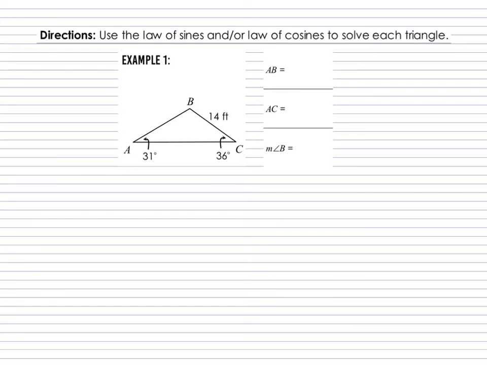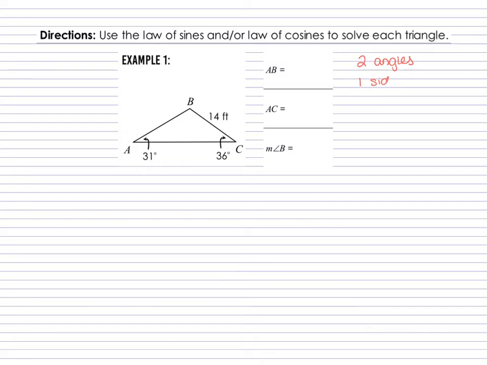All right, so here's example one. The directions tell us to use the law of sines and/or the law of cosines to solve each triangle. So the first thing you want to do is figure out, well, what do I have, and therefore which of the laws should I use? What I do is I come in here. First of all, we can say that we know we have two angles and we have one side.